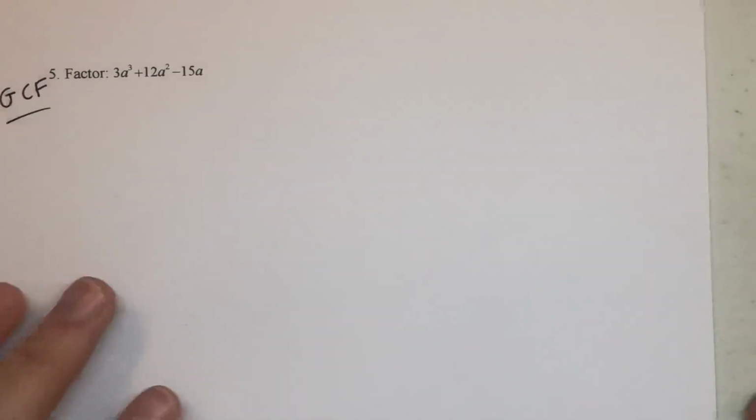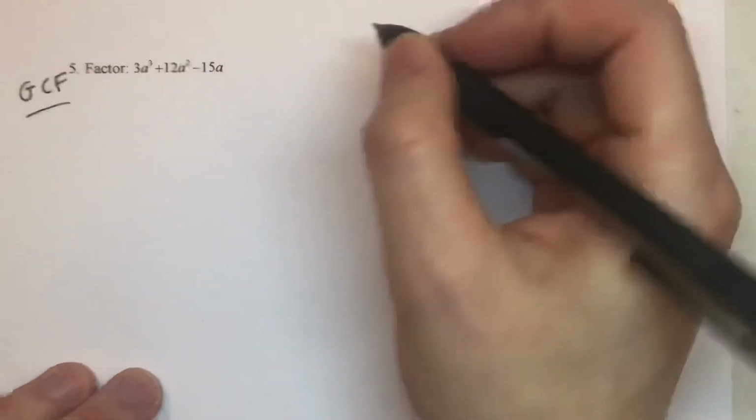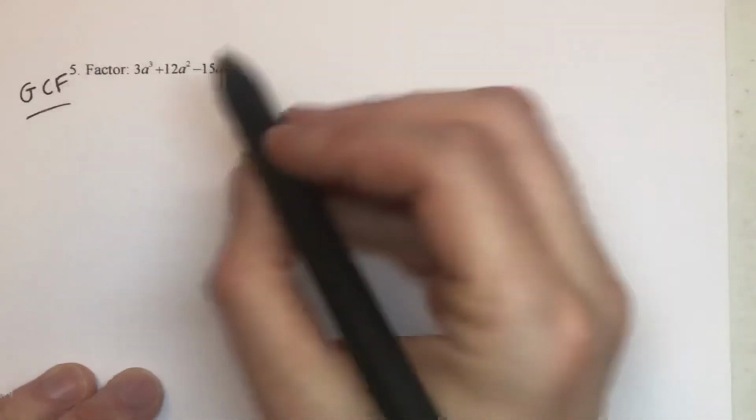Okay, and this one should be our last example. So we need to factor. First step, GCF. And for the first time here, GCF is something other than a 1.